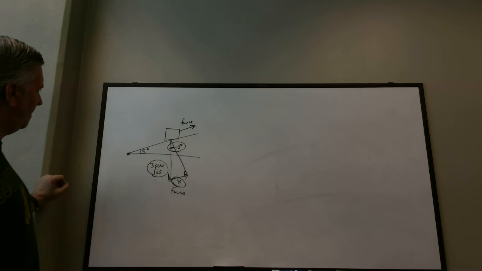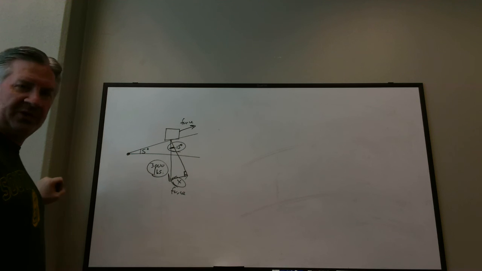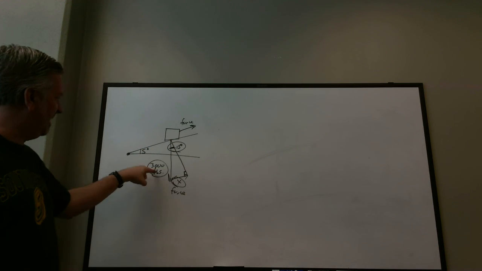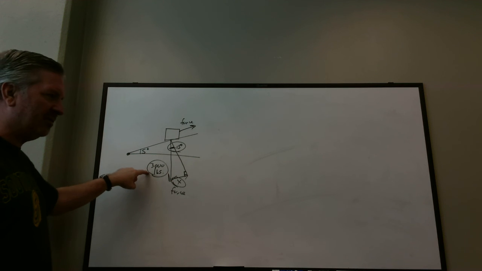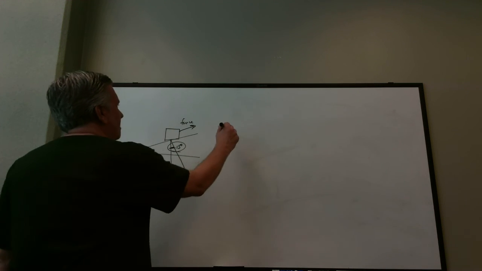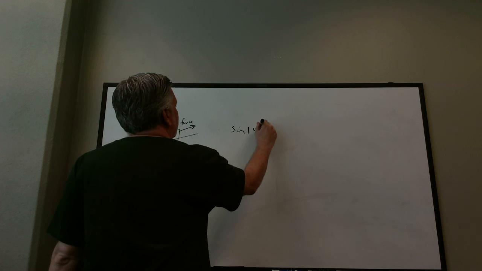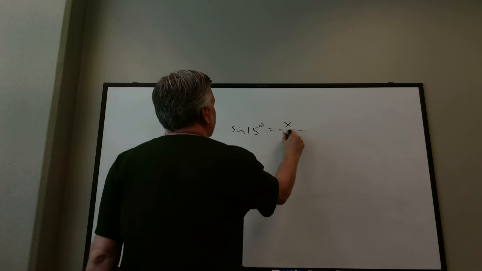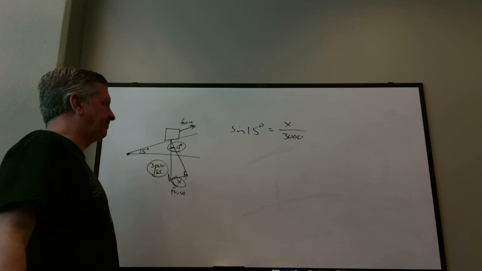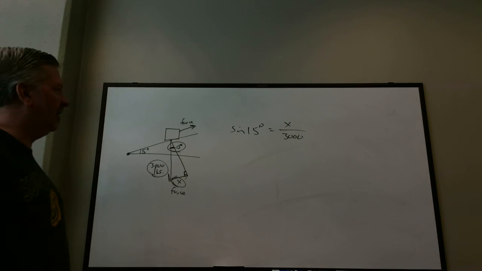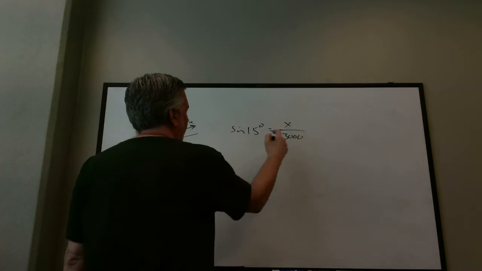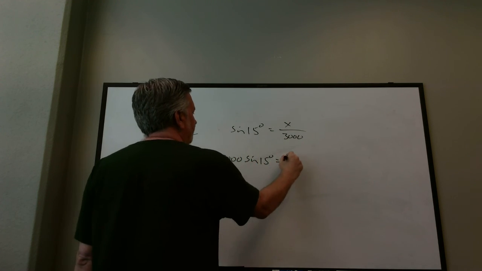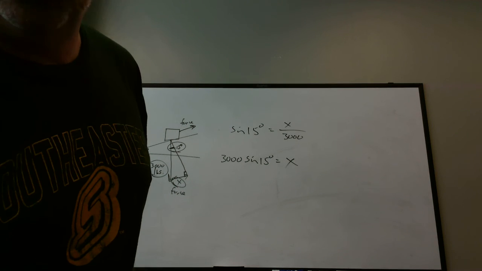Now, which trig function relates this angle to these two sides? Okay, so I have the opposite and I have the hypotenuse. Remember, the gravity vector is always the hypotenuse. That's sine. So sine of 15 degrees is the opposite x over the hypotenuse 3000. Right, so how do we solve for x? I just need to get rid of the 3000, multiply both sides by 3000, and there's your x. So we just have to punch that in.